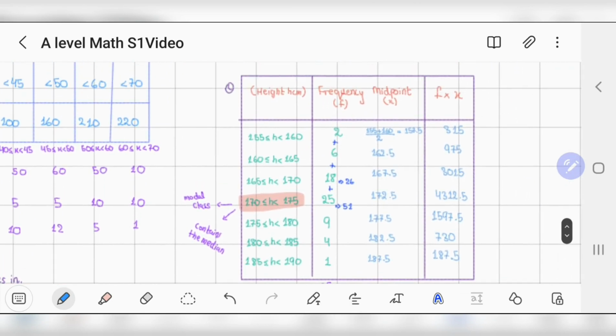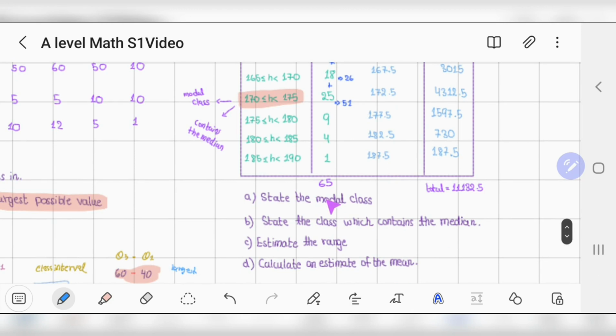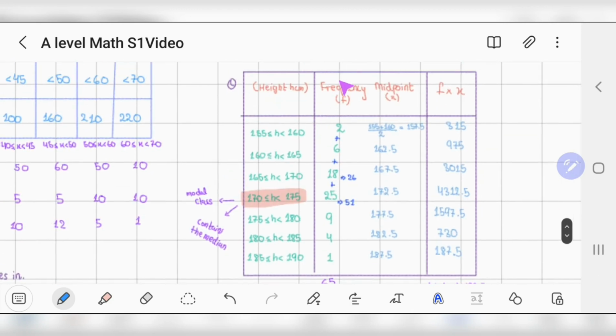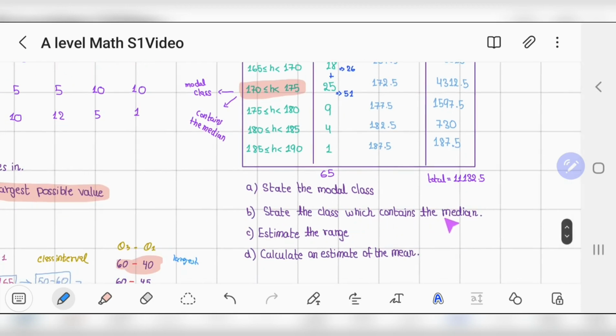We have this diagram, we have the class interval, we have the frequency, and we have also taken out the midpoint, and then we just made a multiplication, f multiplied by x. State the modal class. The modal class would be the one which has the highest frequency. Okay, so the modal class is this one. This is the modal class because it has the highest frequency. Then it says state the class which contains the median.